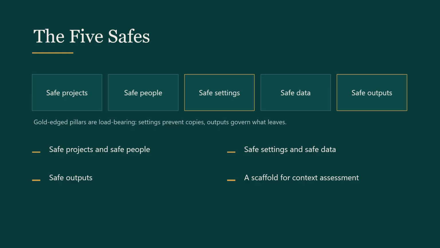The framework's power is that the pillars trade against each other explicitly. Strong projects, people, and settings justify gentler treatment of the data pillar, and that justification is exactly what slides into a determination report as the reasoned basis for the chosen threshold. 5 headings, 5 bodies of evidence, 1 defensible number at the end.